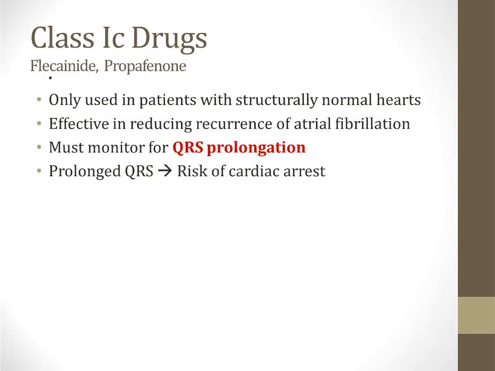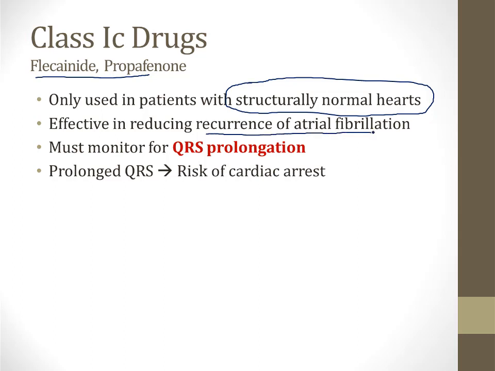Back to our discussion of the 1C drugs flecainide and propafenone. These drugs are only used in patients with structurally normal hearts. That's because clinical trials like the CAST trial showed significantly increased mortality when patients with cardiomyopathy or other structural heart disease took these medications. Their main niche is that they're effective in reducing the recurrence of atrial fibrillation, so you can use them in patients with highly symptomatic recurrent atrial fibrillation who have structurally normal hearts.